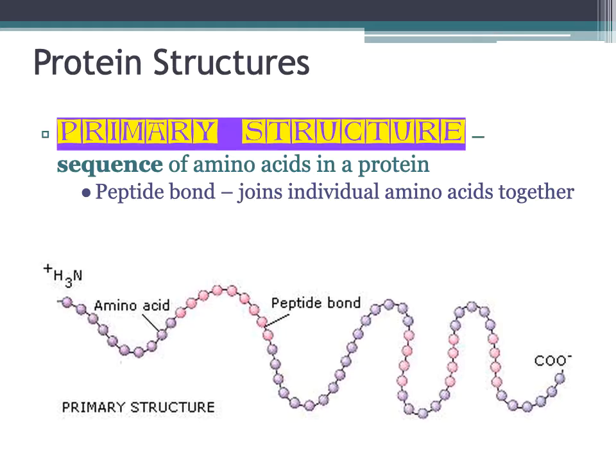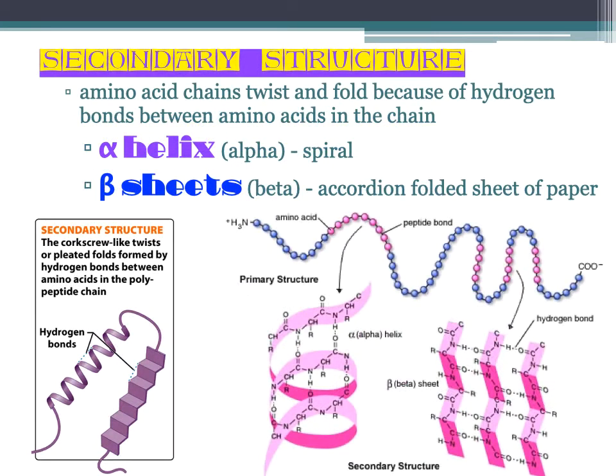Primary structure is the sequence of amino acids. These amino acids are joined together via peptide bonds. In the bottom of the picture there, you've got, I'm going to guess, 35 amino acids joined together. That takes us to the secondary.